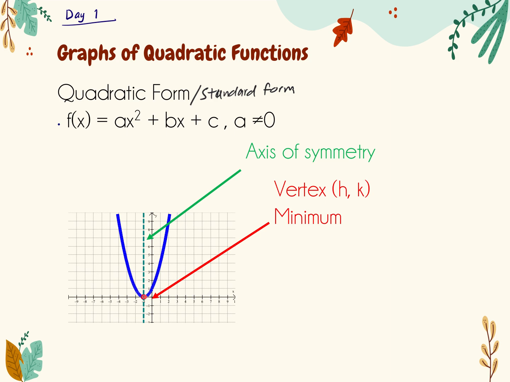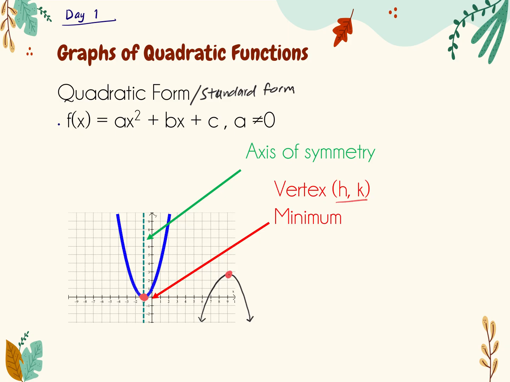So the vertex, we call this point right here. The vertex is either the highest or the lowest point on a parabola. So for example, if I had one going downwards like this, this point right here is the highest point. We call that the maximum of our parabola. But either way, they represent the vertex, and we use the letters H and K to represent that point.